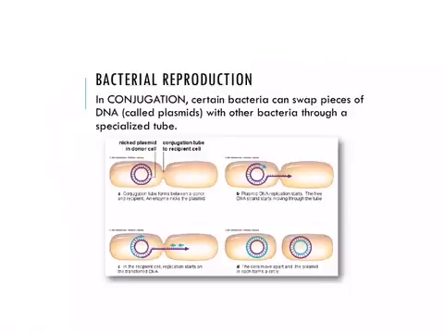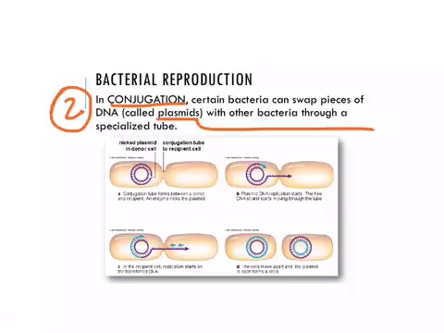A more specific term, and another type of sexual reproduction that we talk about in bacteria, is bacterial conjugation. In conjugation, certain bacteria can actually swap a piece of their DNA with other bacteria. It's only certain bacteria that do this, that do the giving and the taking, and so not all bacteria can do this. They're only the ones that have this extra piece of DNA called a plasmid.